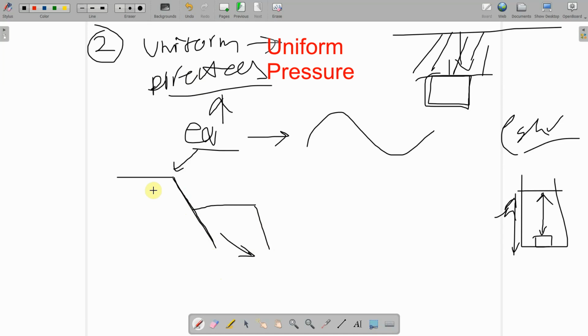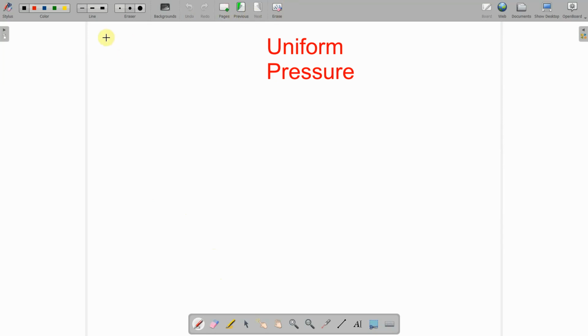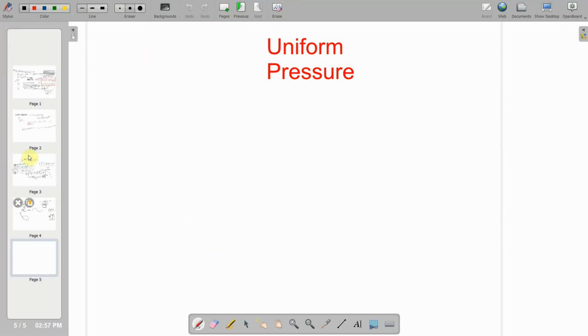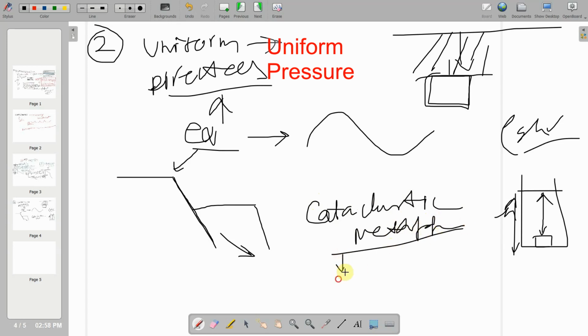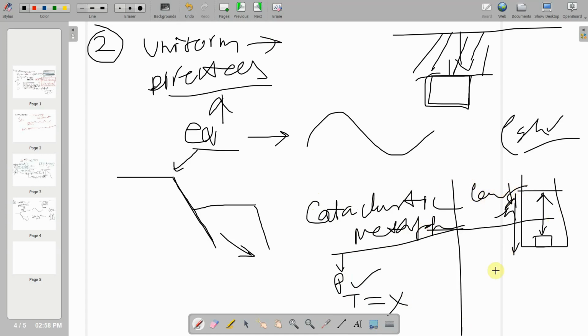So pressure also plays an important role in metamorphism. If pressure is only responsible, then we will be seeing cataclastic metamorphism. Last class I have discussed. In cataclastic metamorphism, only pressure is acting, I'm not considering the temperature effect. In contact metamorphism, we are considering the temperature effect, but I am not considering the pressure effect. That's the basic difference between cataclastic and contact metamorphism.